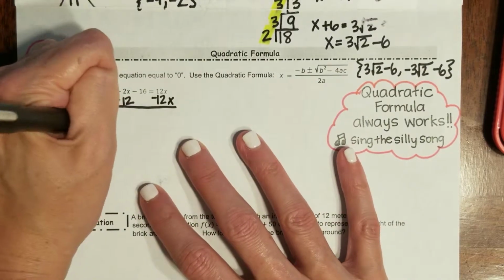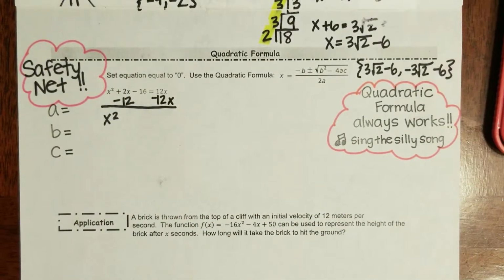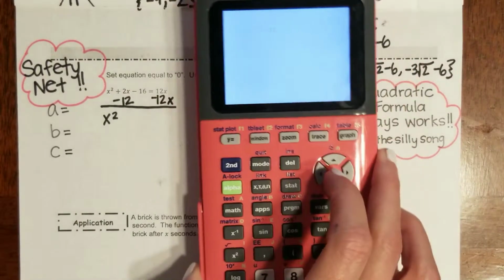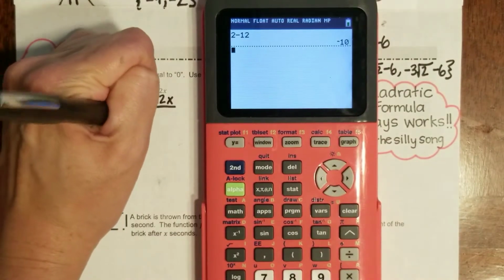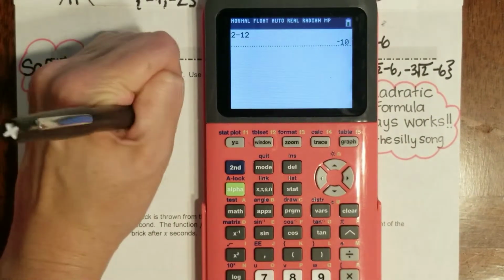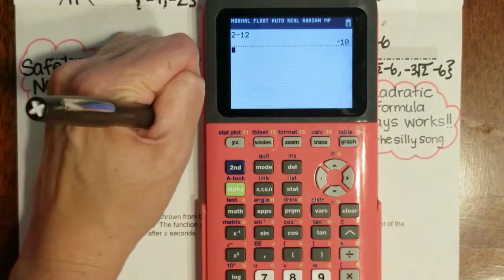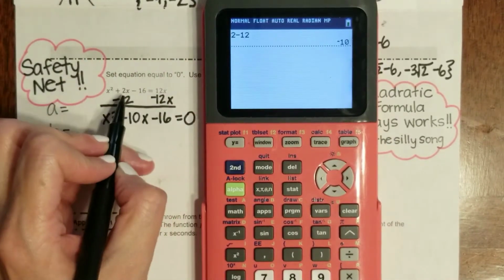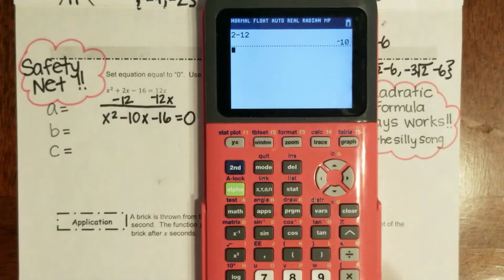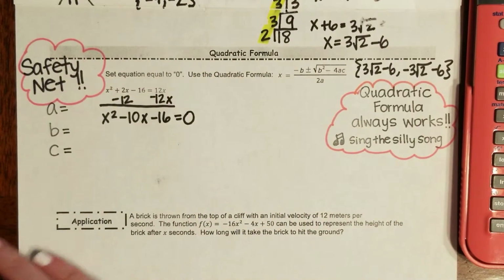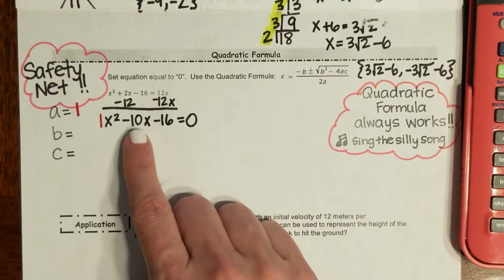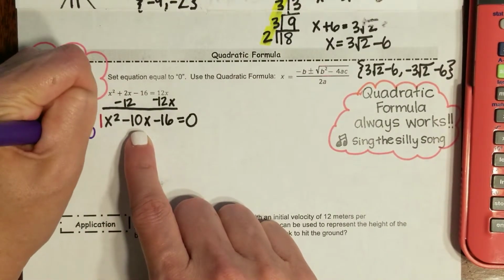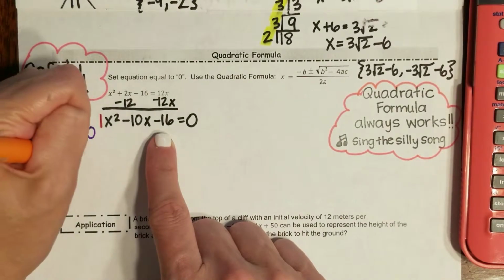So I'm going to bring down my x squared. And now if I do some quick math on my calculator, I started with 2, and then I'm taking away 12x for negative 10x. I'm going to bring down that negative 16, and then it's equal to 0 because I moved this 12 over here, so I have nothing left over here. So now I'm going to get my a, b, and c coefficients. My a coefficient is a 1. My b coefficient is negative 10. And my c coefficient is negative 16.